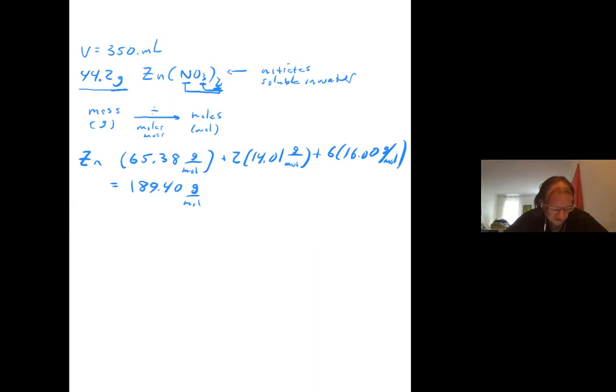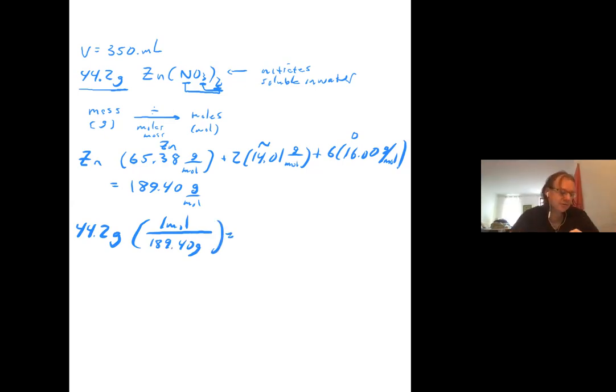Okay, so that's your molar mass of zinc nitrate. So there's your zinc, there's your nitrogen, and then there's your oxygen. Okay, so 44.2 grams, and then 1 mole is 189.40 grams, so you're dividing it by that number. So 44.2 over 189.40, and you get 0.23337. I'm putting some extra numbers in there.